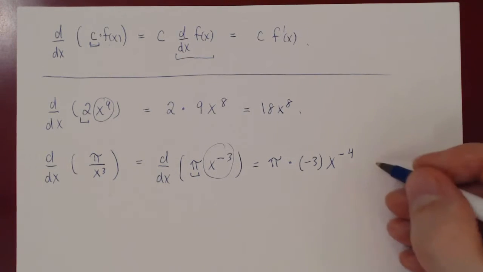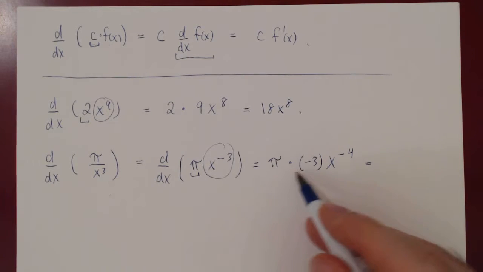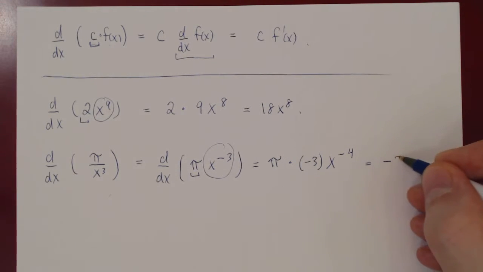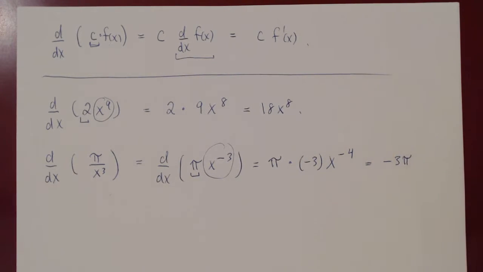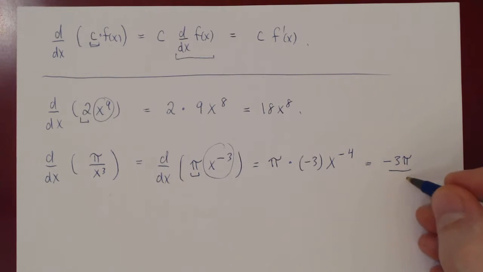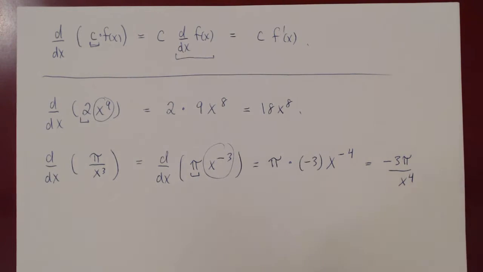And we can simplify here in two ways. We can write this as negative 3 pi x to the negative 4. And if we want, we can send the x down to get a positive power of 4. And that is the constant multiple rule.